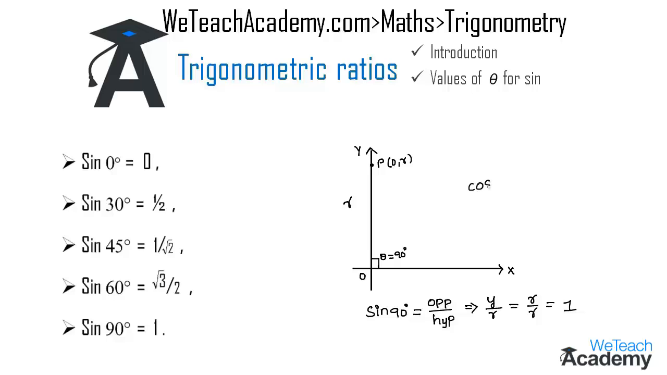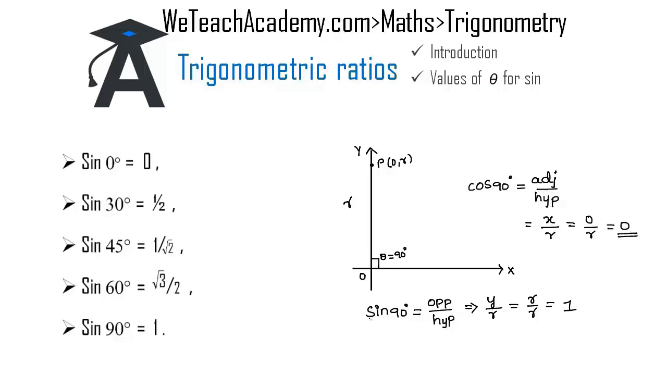And now let us find the value for cos 90 degrees. So cos 90 degrees is equal to adjacent side by hypotenuse. Here the adjacent side will be equal to x by hypotenuse R. So x is equal to 0. So we get 0 by R, which is nothing but 0. So cos 90 degrees is equal to 0. So hence we prove that sin 90 degrees is equal to 1.